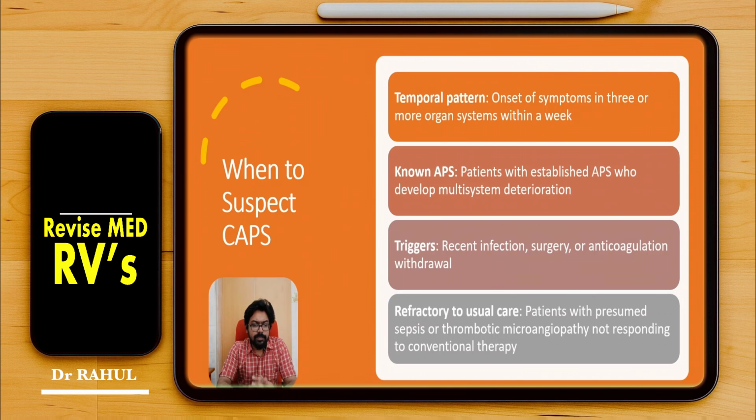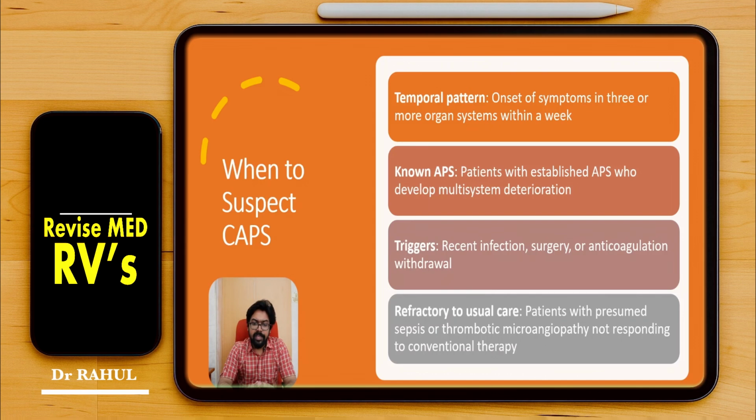So when to suspect CAPS? There should be a temporal association, that is, the onset of symptoms in 3 or more organs should occur within a week. And this mostly occurs in a non-APS patient. If a patient who has established APS is developing a multi-system deterioration within a week, then you should suspect CAPS. Then there is the presence of recent triggers such as a recent infection, surgery, and anticoagulant withdrawal in APS patients.